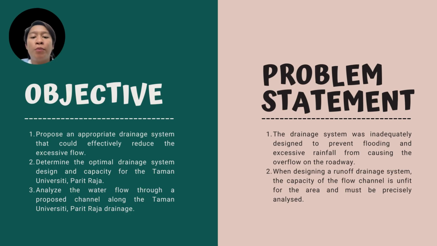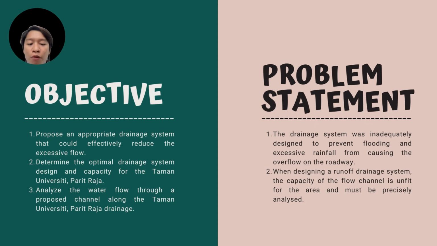The objectives for this project are, firstly, to propose an appropriate drainage system that could effectively reduce this excessive flow. Second, to determine the optimal drainage system design and capacity for Taman University Parit Raja. And third, to analyze the water flow through a proposed channel along the Taman University Parit Raja drainage.